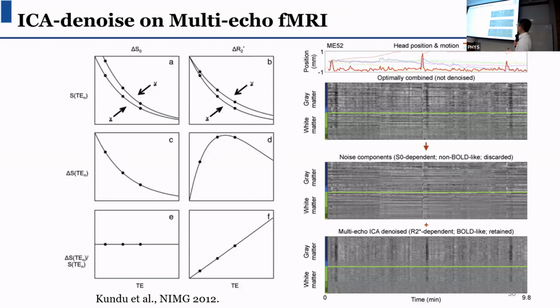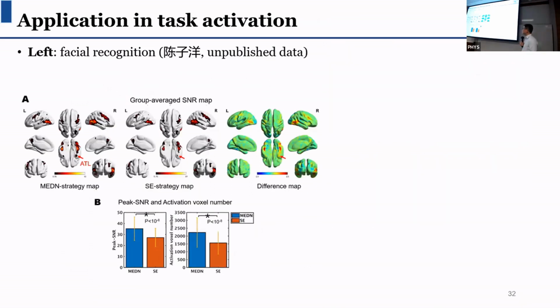If you only combine the multi-echo signals, you cannot remove this head motion. And this is a signal I think is S0 dependent, which is the non-BOLD like. That means it's not the T2 star sensitive signal. But if we can extract the T2 star signal, you can see this motion artifact is just removed. Very straightforward. You can use this multi-echo method to improve your study.